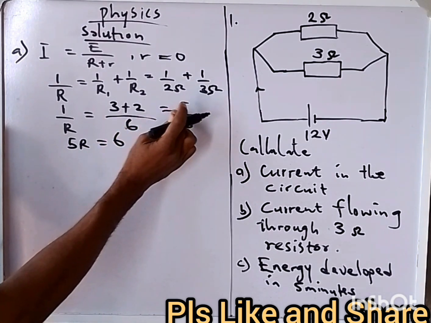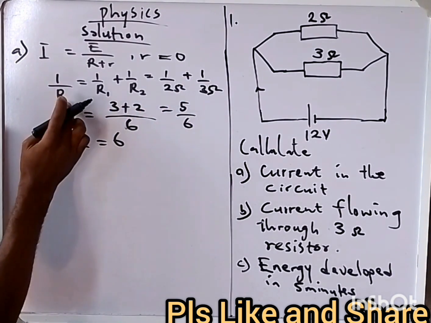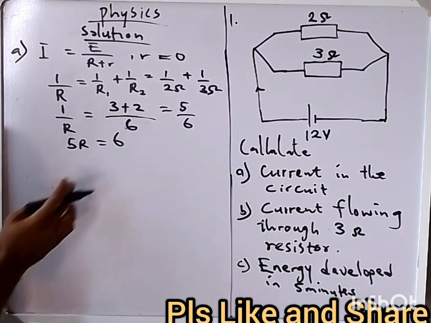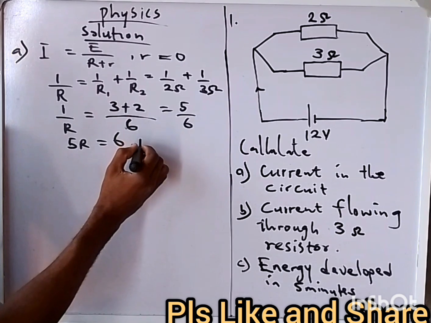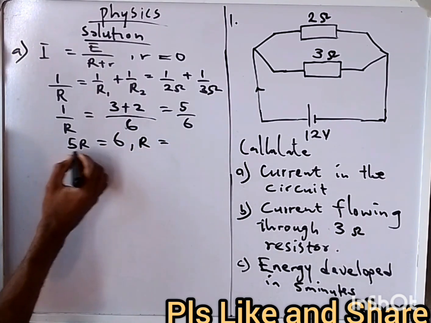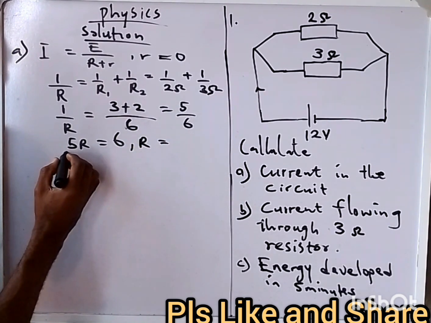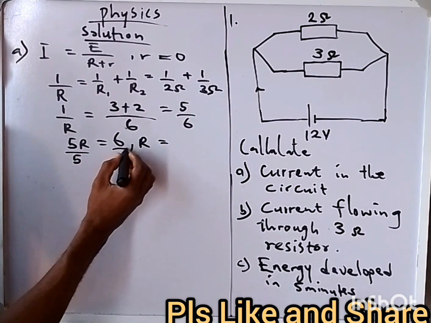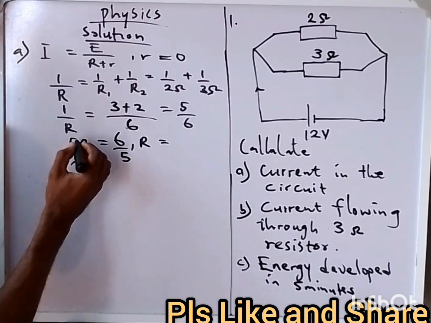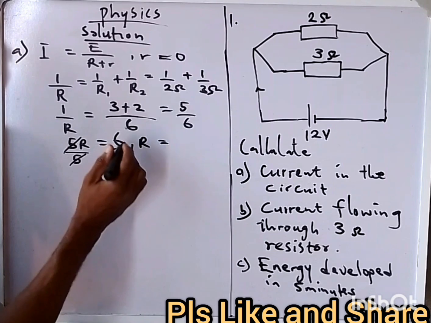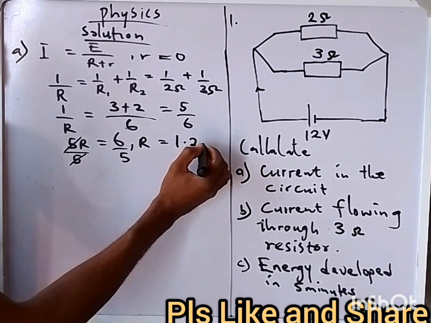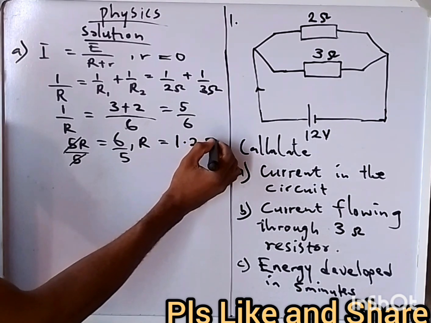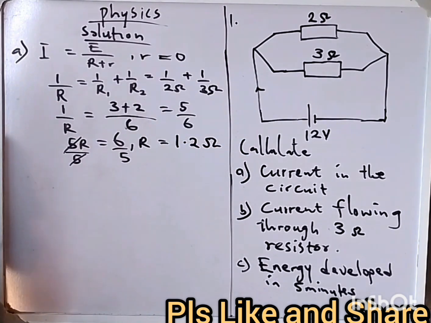Look at it, 5 times R and 6 times 1. You understand? We'll give you 6 here, while 5 times R will give you 5R. Therefore, R is equal to, you divide this by 5, divide this by 5, 5 cancels 5. R is equal to 6 over 5, which is 1.2 ohms. So our R is 1.2 ohms.